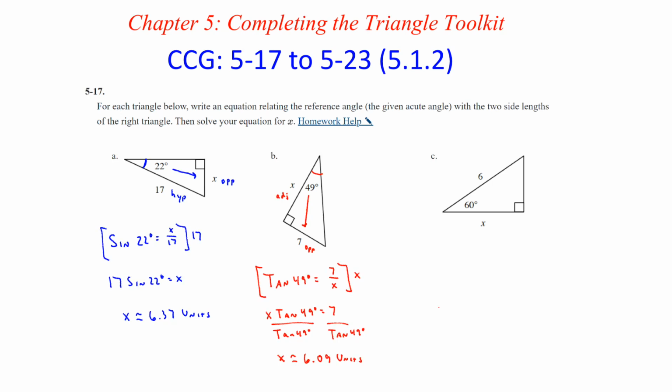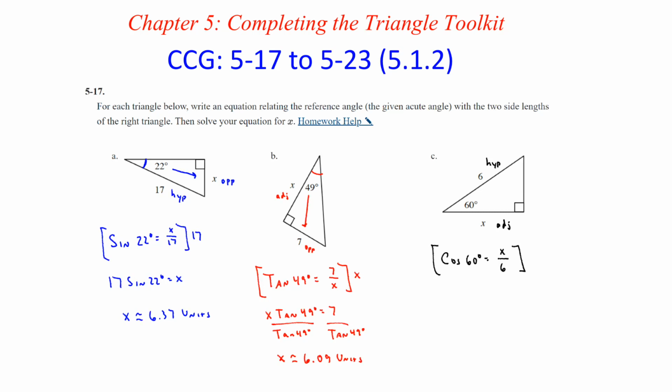And then on part C, we have 60 degrees, and we have the adjacent side. And 6 is the hypotenuse, that's the longest side. And so we can use the cosine ratio. Cosine of 60 degrees is equal to x over 6, so it's the adjacent over the hypotenuse.